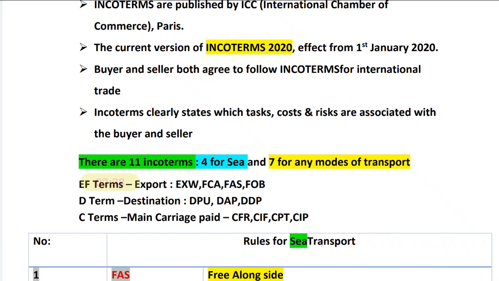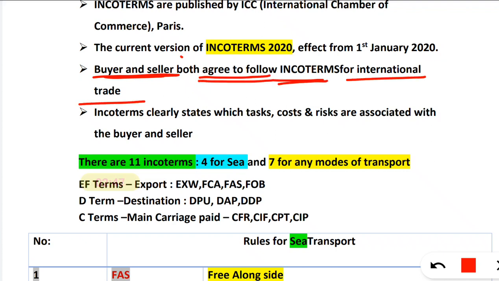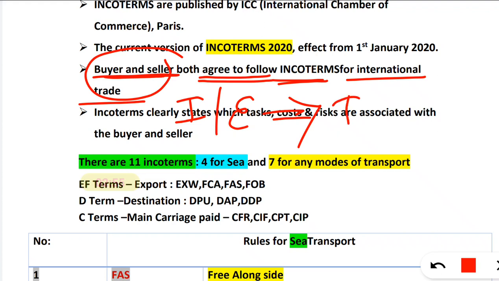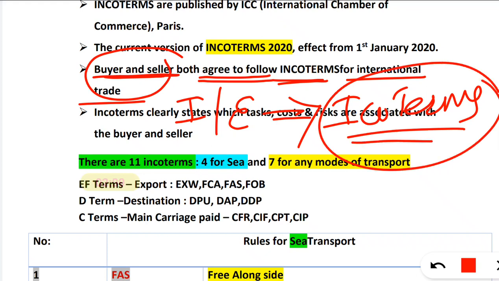Now see here, we can say buyer and seller both agree to follow the Incoterms for international trade. Buyer and seller means importer and exporter, both should agree, and both agree to follow the Incoterms, right? That means the terms are agreed by both importer and exporter. That's why there should be no conflict between the seller and the buyer.